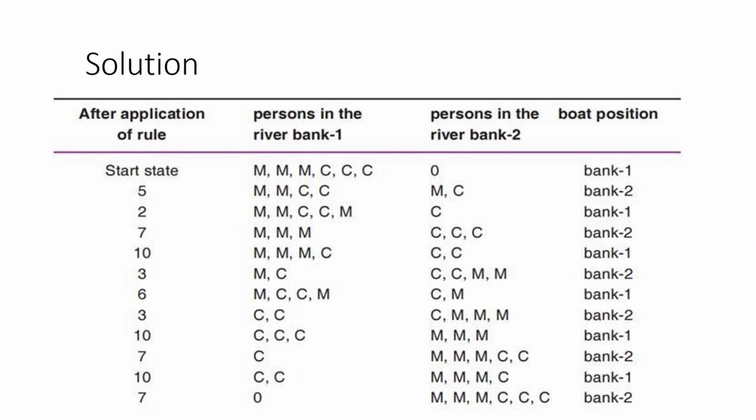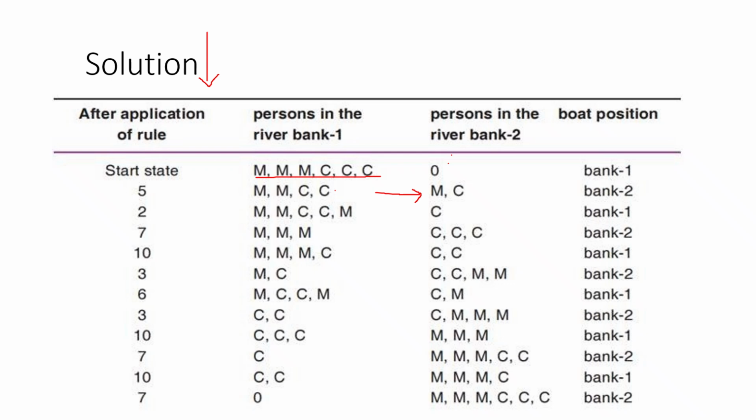Now we will see the solution for how we can solve this. So we will see the initial case. In the initial case, we have three missionaries and three cannibals on the first bank. Here we can see the first column specifies which rule we have applied from the production rules. Bank 2 is initially 0, nobody is there. First we take one missionary and one cannibal to the right side, that means bank 2.